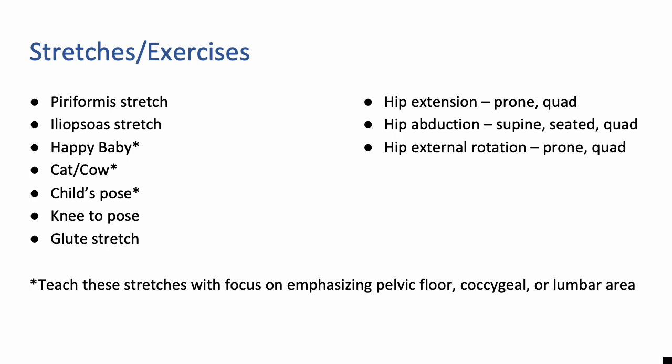And then same with child's pose, except having those knees wide to allow for the butt to come down towards the heels, the arms in front. If the person has poor hip mobility, putting multiple pillows under their chest so that their butt can relax back down towards their heels.